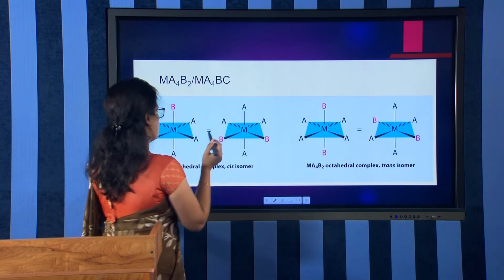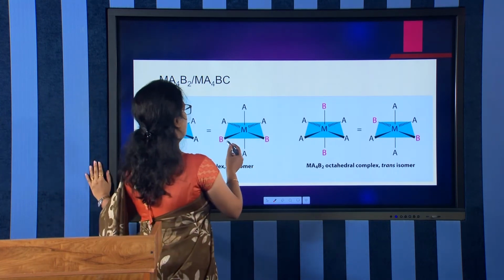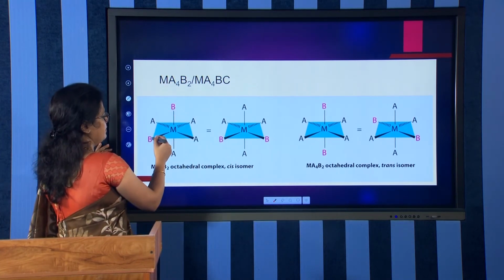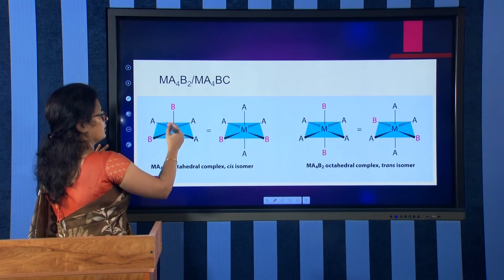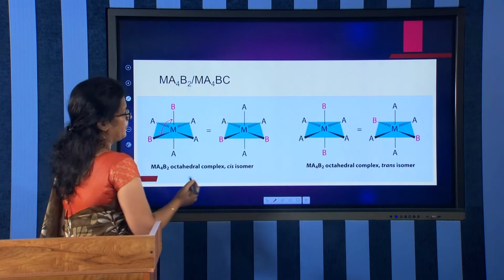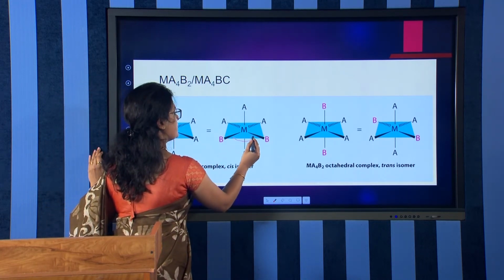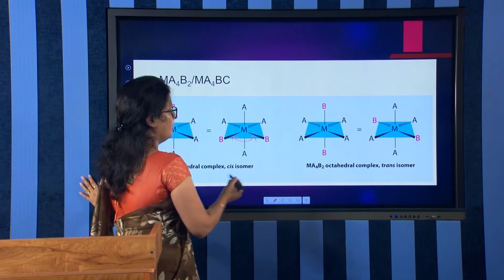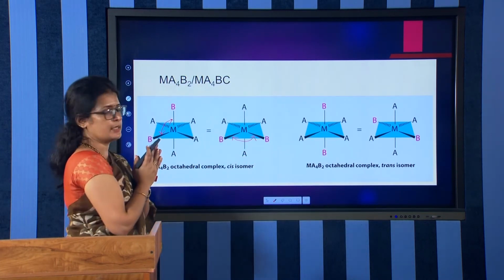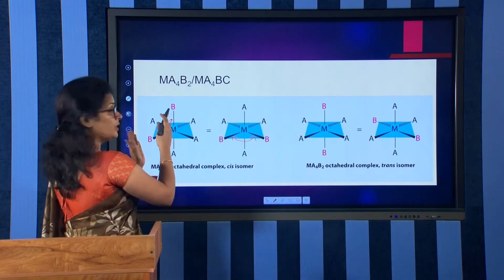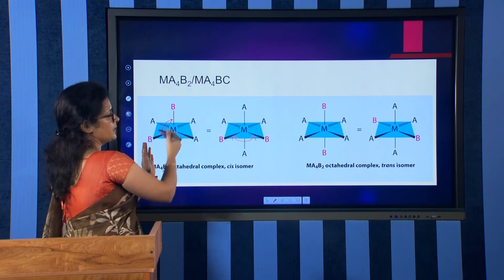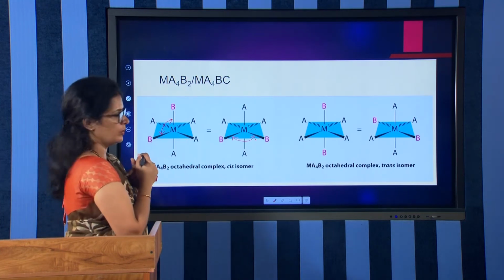This is the cis isomer. Now again, if I change this, see this B and this B, they are cis to each other. This is also cis to each other. So, both these structures are the same, cis isomer. On the same side, M, one B is here, both are on the same side. So, this is a cis isomer.